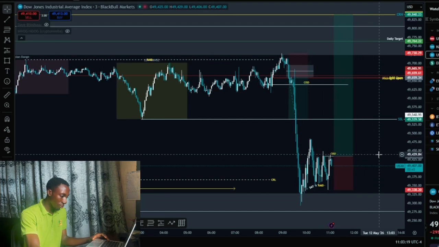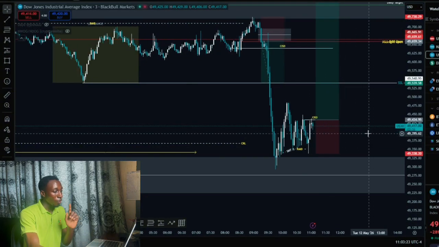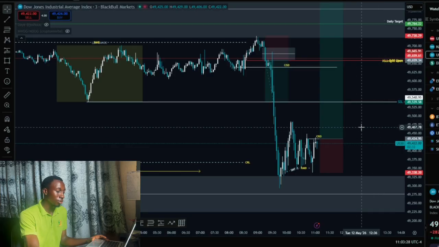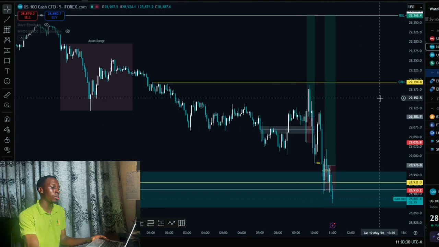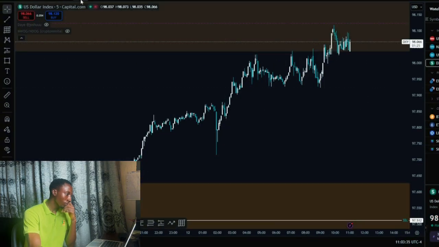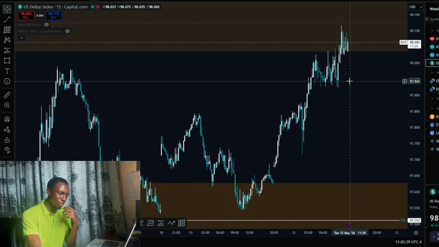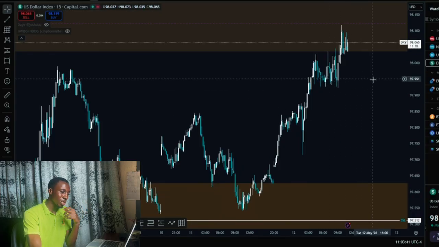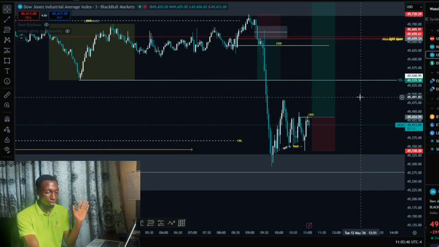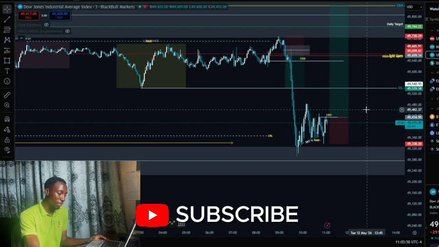Right now we already have SMT here. We already have the sweep. If we now have a proper market structure shift, I think it's a good setup. Yes, it's a good setup. Let's see what DXY is saying. Okay, DXY is not looking like it's going to sell yet, but I'm hopeful. Maybe I'll just chill till tomorrow and see what's going to happen. So, live to fight another day.